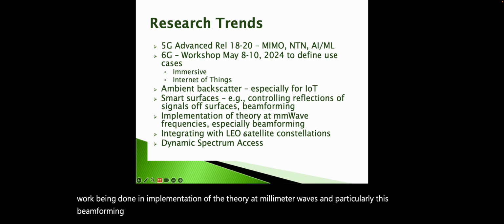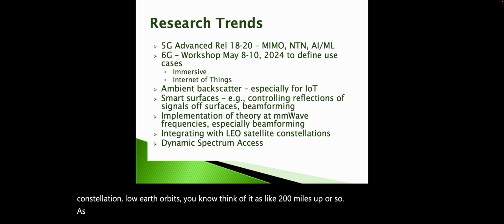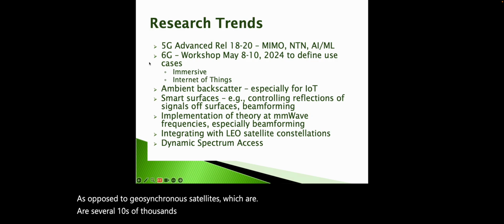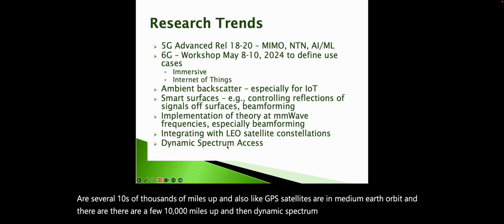This is at non-terrestrial networks, integrating with LEO, low Earth orbit satellite constellation. Low Earth orbits, think of it as like 200 miles up or so, as opposed to geosynchronous satellites, which are several tens of thousands of miles up. And also, like GPS satellites are in medium Earth orbit, and there are a few 10,000 miles up. And then dynamic spectrum access, which I've touched on and we'll look at more.